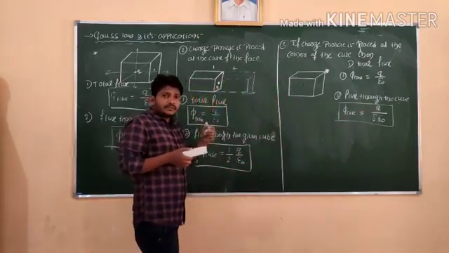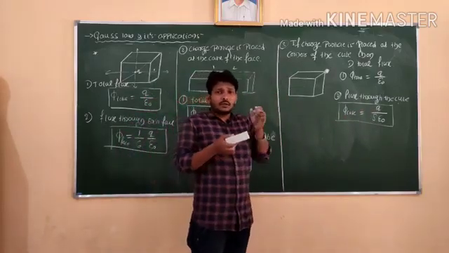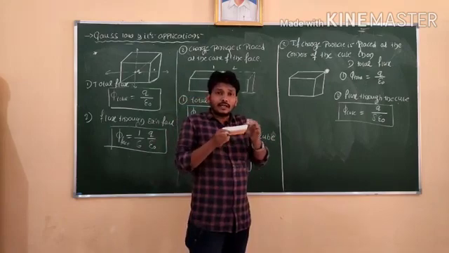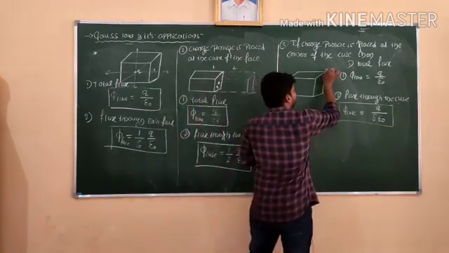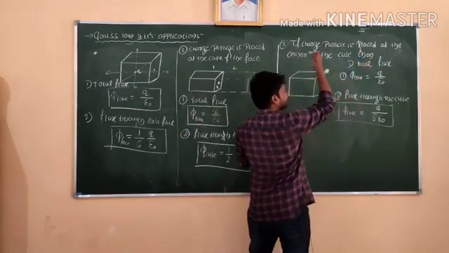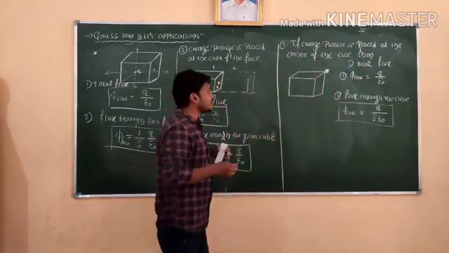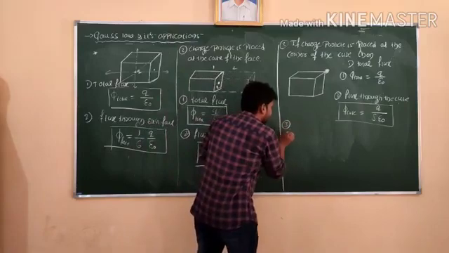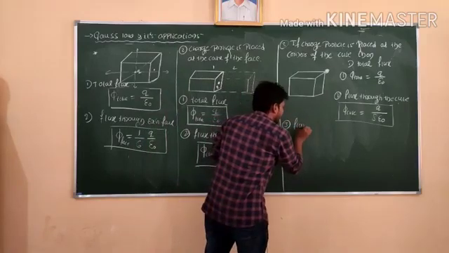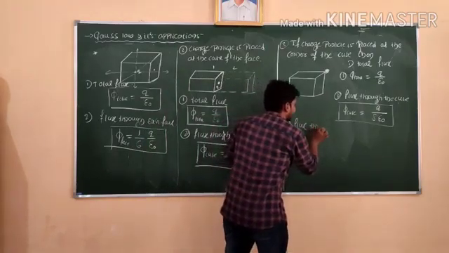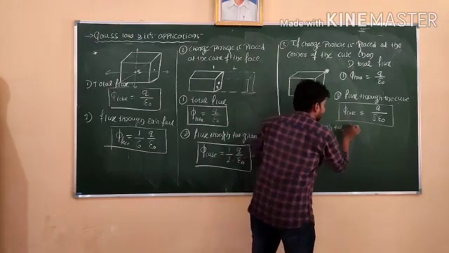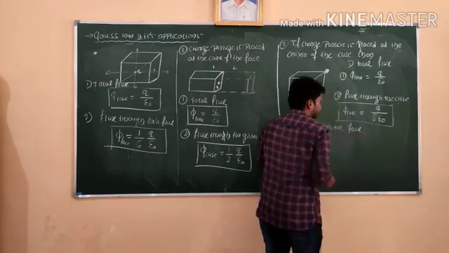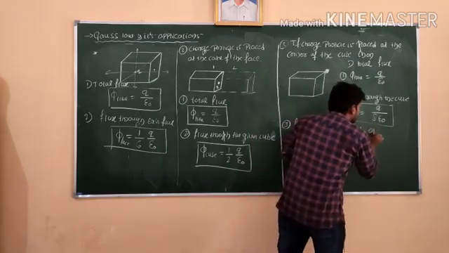Then what's the flux through the faces here? I need to calculate the flux through the face that is opposite to the charge. For example, this is one charge here. Opposite to the charge, I will consider the flux through the faces here. Flux through the face opposite to charge Q.